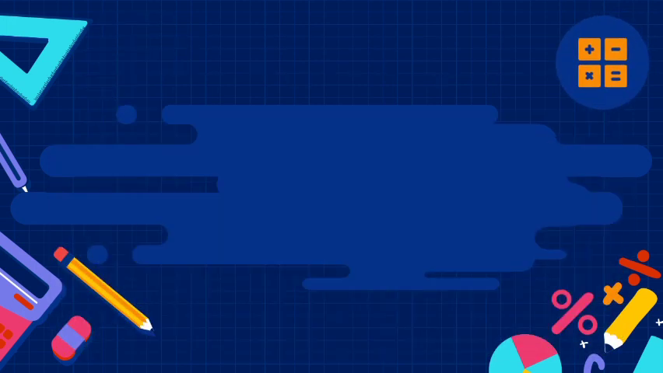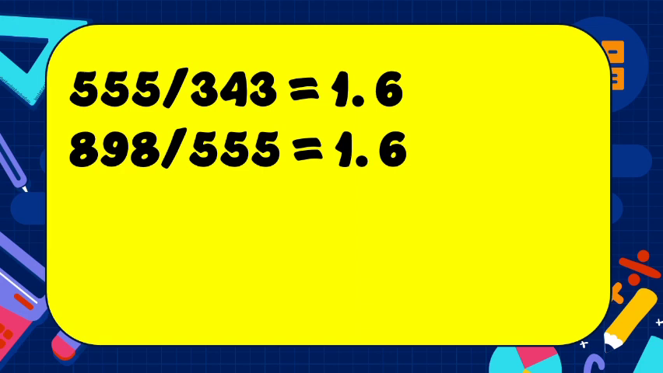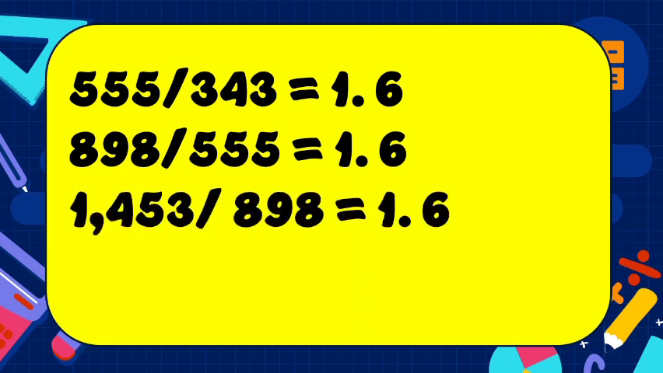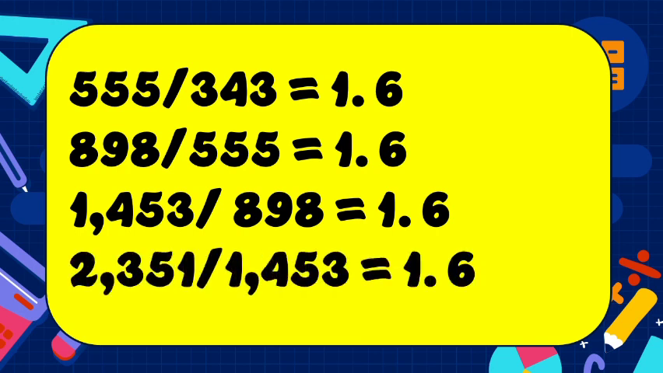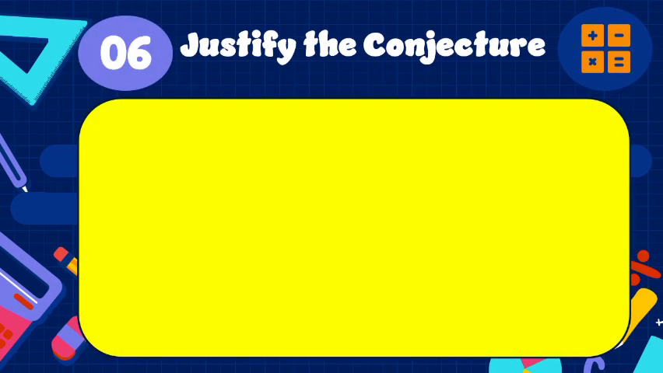We also have here 555 divided by 343 is equal to 1.6, 898 divided by 555 is equal to 1.6, 1453 divided by 898 is equal to 1.6, 2351 divided by 1453 is equal to 1.6. As you can see, if we get the sum of two consecutive numbers, it is really equal to the succeeding number. And if we get their quotient, it is really equal to 1.6. So the next step is justify the conjecture.